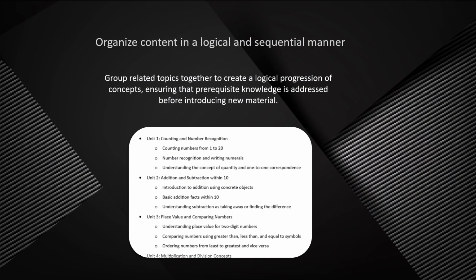Organize content in a logical and sequential manner. Break down the mathematics curriculum for primary school into coherent units, modules, or chapters that align with the structure of your school's program. Group related topics together to create a logical progression of concepts, ensuring that prerequisite knowledge is addressed before introducing new material. To exemplify this step, let's consider an example of organizing content for a primary school number sense and operations unit. Here, we will outline the structure of units and their logical progression.